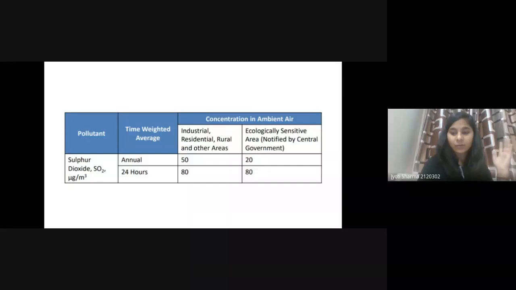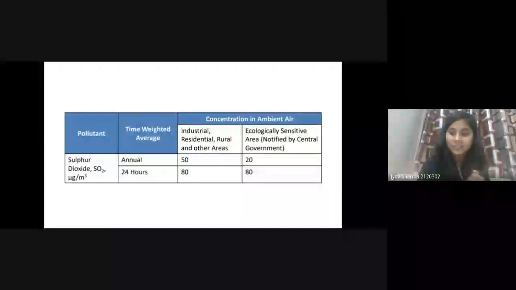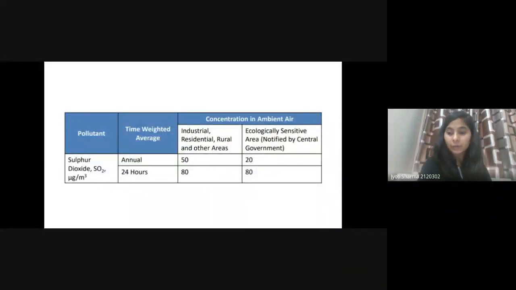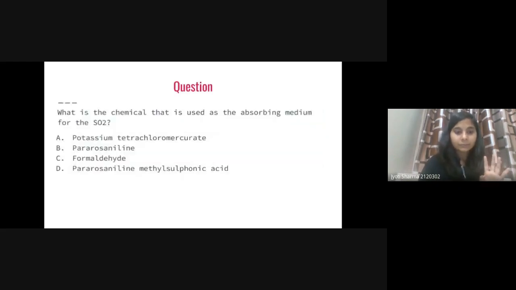And this is just to show you the sulfur dioxide permissible limit. So this limit is 50 for the industrial area, ecological sensitive area, this is 20. And if we are talking about 24 hours, then this is 80 and 80. Okay. So just keep that in mind.